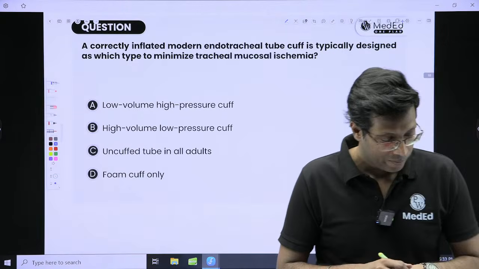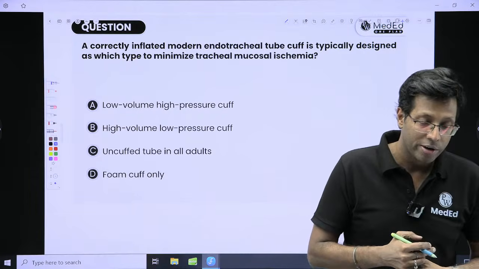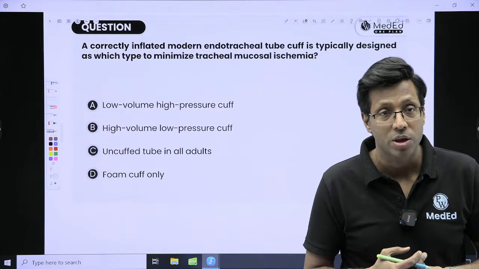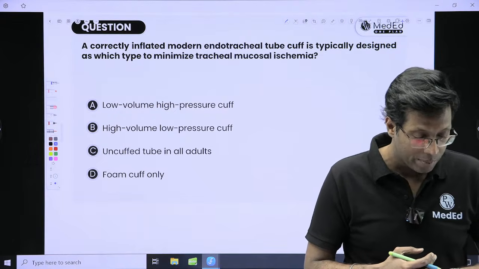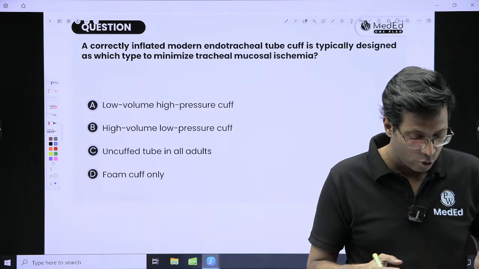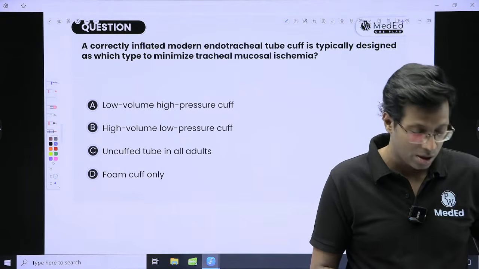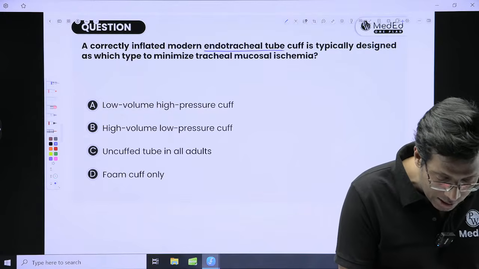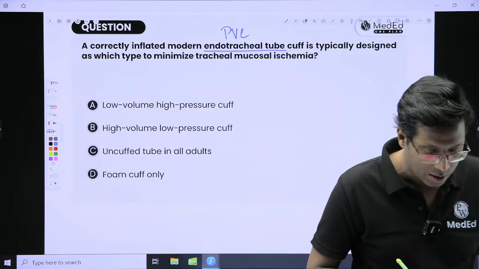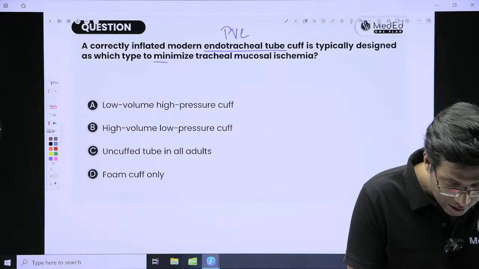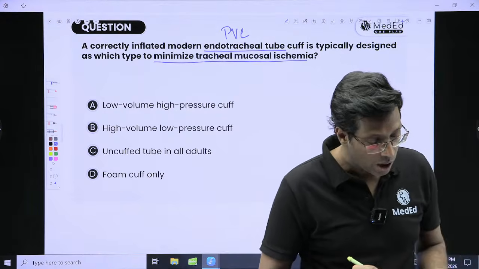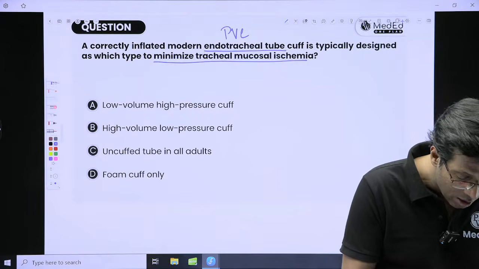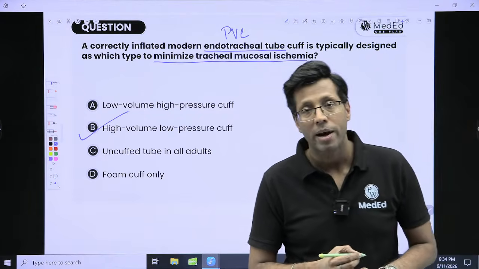Okay, next one. A correctly inflated modern endotracheal tube cuff is designed as which type to minimize the tracheal mucosal ischemia? Low volume high pressure cuff, high volume low pressure cuff, uncuffed tube, and foam cuff only. Simple question. The endotracheal tube nowadays is PVC, made up of plastic, and we need to minimize the tracheal damage, ischemia. So what is used is not a low volume high pressure cuff. We want a low pressure basically. So we are using a high volume and low pressure cuff.